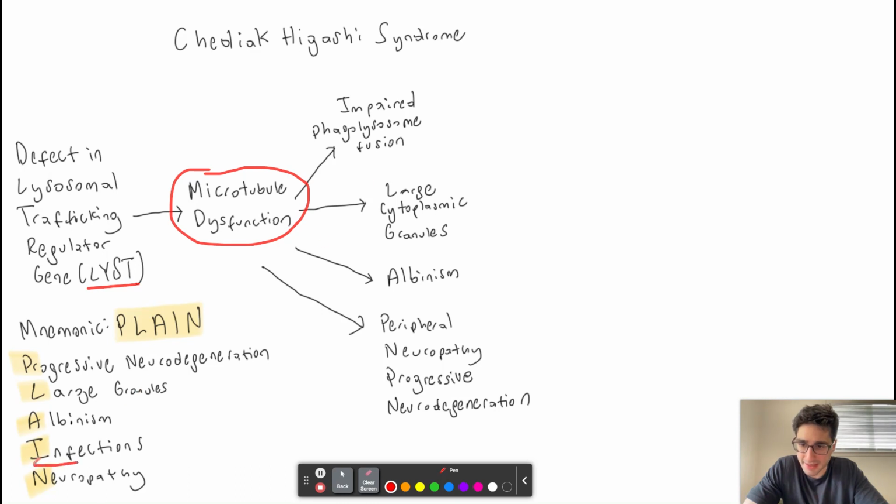So let's start off by discussing the infections that we see in these patients. Now, in order for neutrophils to clear pathogens, for example, it needs to take in the pathogen with the phagosome, and then ultimately the phagosome is going to fuse with the lysosome. So imagine that this is the phagosome, this is the lysosome, and this is the pathogen. In order to do oxidative killing, we need to merge the lysosome with the phagosome and form a phagolysosome where we do the oxidative killing. Now, if we have a microtubule dysfunction, then we're not able to form this phagolysosome, and as a result, patients experience recurrent infections.